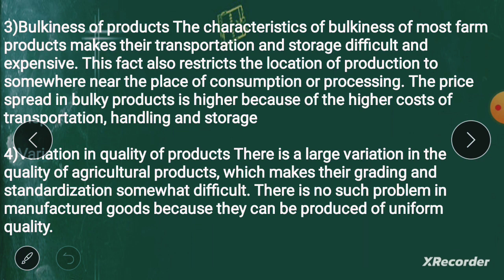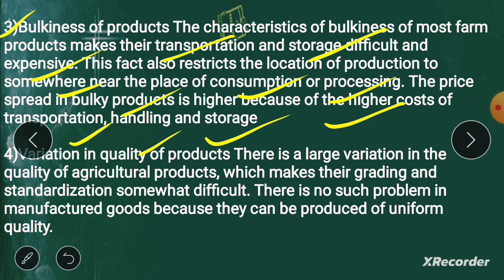The third point is the bulkiness of products. The characteristic of bulkiness of most farm produce makes their transportation and storage difficult and expensive. This fact also restricts the location of production to somewhere near the place of consumption or processing. The price spread in bulky products is higher because of the higher cost of transportation, handling, and storage.